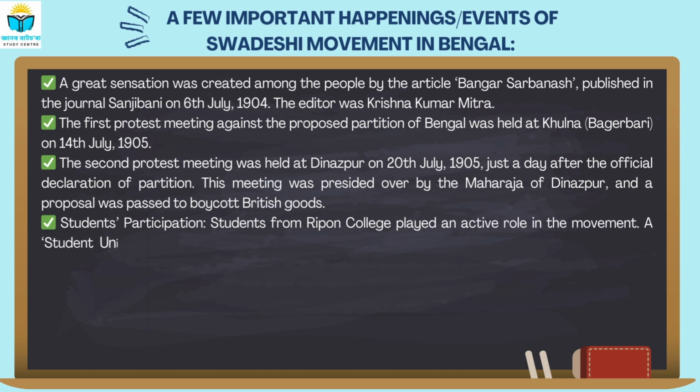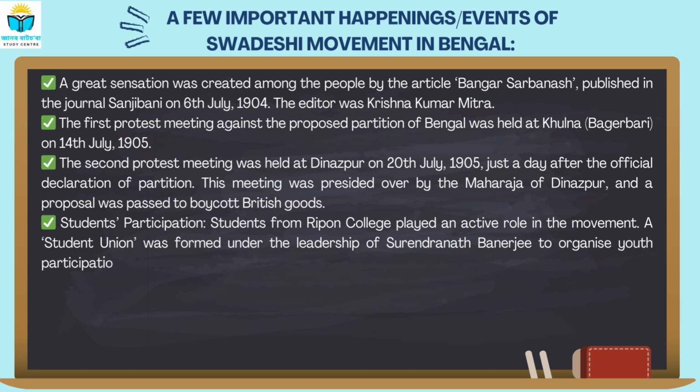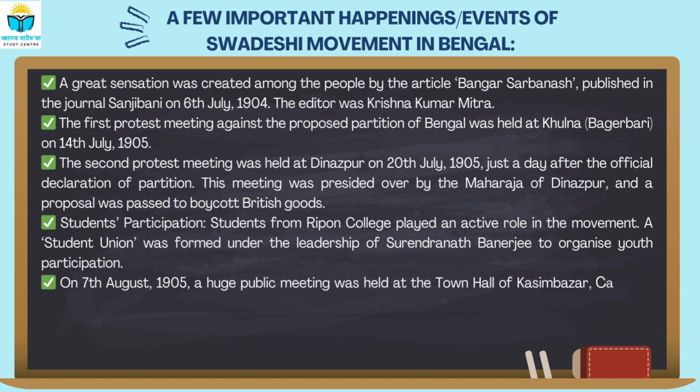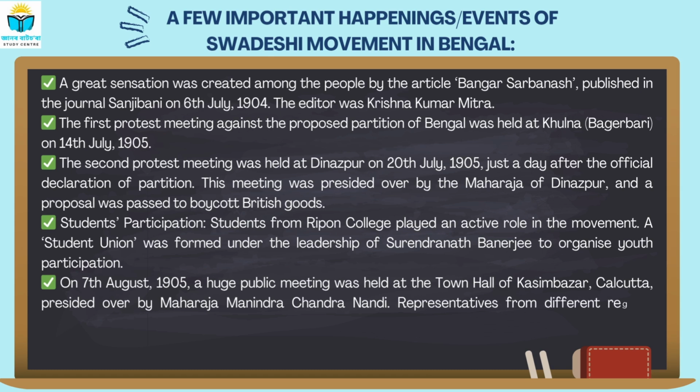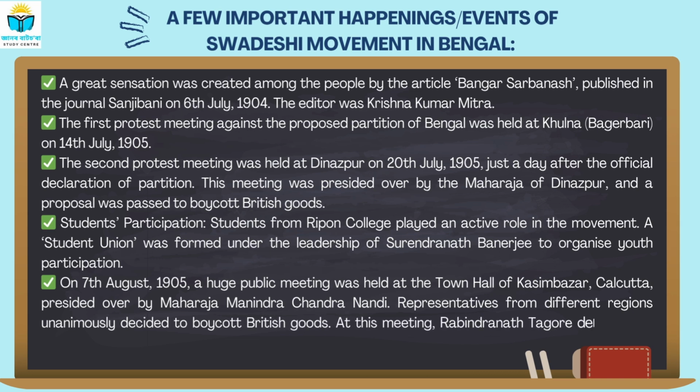Students' participation. Students from Ripon College played an active role in the movement. A student union was formed under the leadership of Surendranath Banerjee to organize youth participation. On 7th August 1905, a huge public meeting was held at the town hall of Kasimbazar, Calcutta, presided over by Maharaja Manindra Chandra Nandi. Representatives from different regions unanimously decided to boycott British goods. At this meeting, Rabindranath Tagore delivered an inspiring speech urging the people to maintain social harmony.